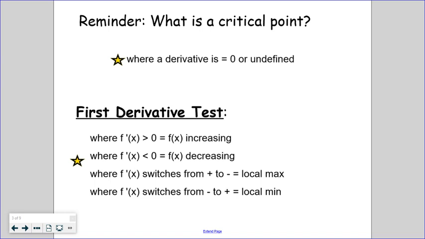We look at the derivative of a function. If the derivative is positive, that function would have been increasing there. If the derivative is negative, the function would have been decreasing there. And if it switches from being positive to being negative, that means that our function would have a maximum at that point. If it switches from decreasing to increasing, that means our function would have had a minimum at that point.